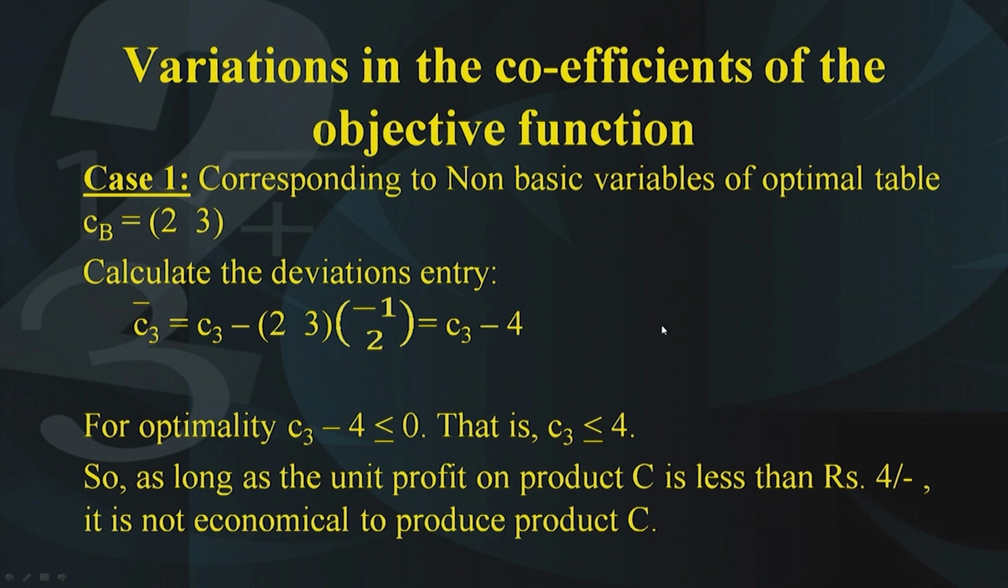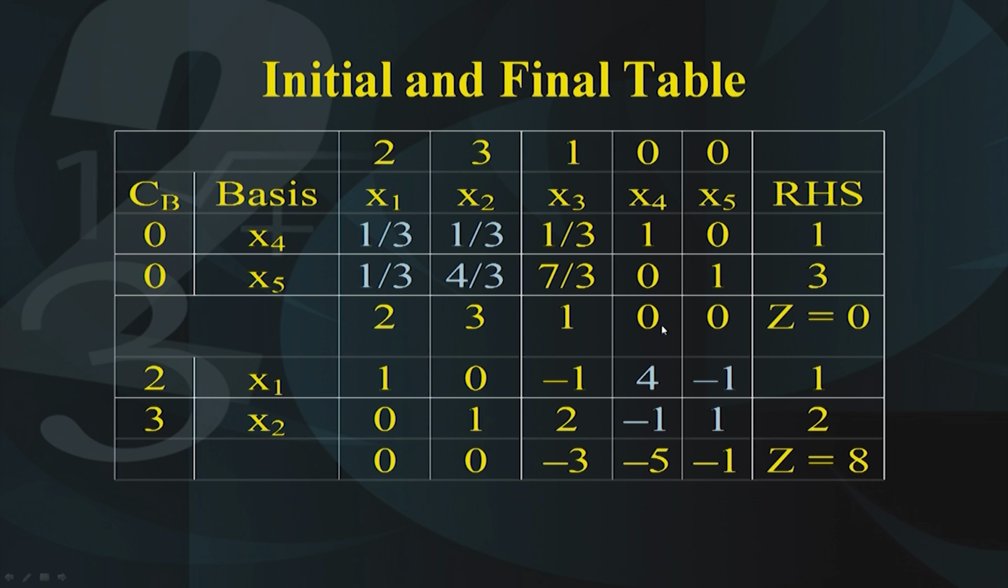So, now coming to our problem of looking at the sensitivity analysis. Suppose we have a slight change in the initial data. What will happen to the solution? First of all, we will study the variations in the coefficients of the objective function. Let us go back to the objective function. The objective function was 2x1 plus 3x2 plus x3.